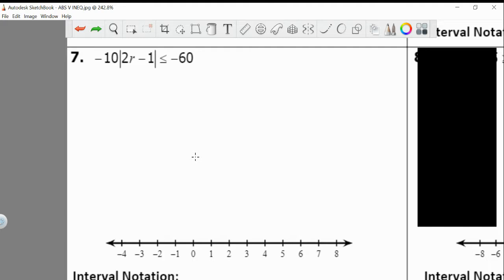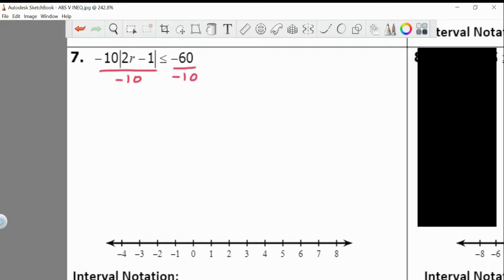Now, number 7 is introducing, of course, you need to isolate your absolute value just like yesterday, right? So we need to go ahead and get rid of this negative 10. How are we getting rid of this negative 10? Dividing by negative 10, of course. Excellent job.